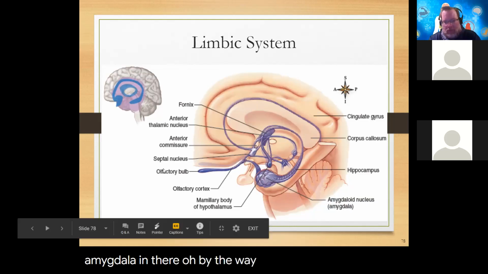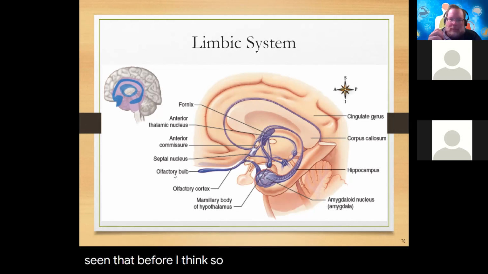Oh, and by the way, olfactory, we've maybe seen that before. I think so. But remember, it means sense of smell.